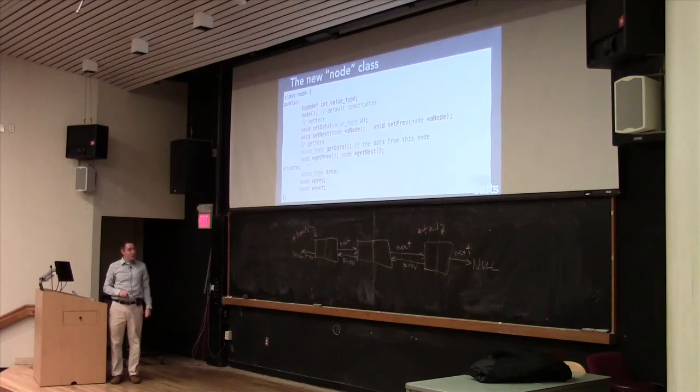We have to change things about the node themselves, because now it doesn't just have a link pointer. It's got a next and a previous. So really, the only thing we've changed here is, let's see, that's going to be the same. That's going to be the same. Set data is going to be the same.